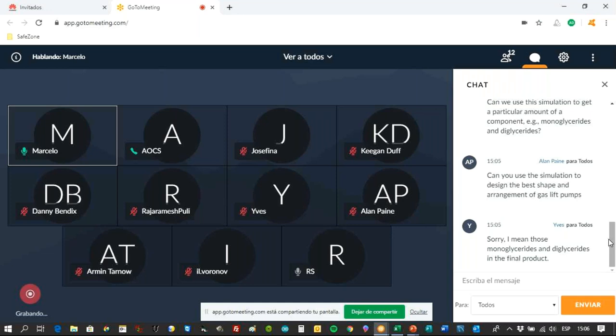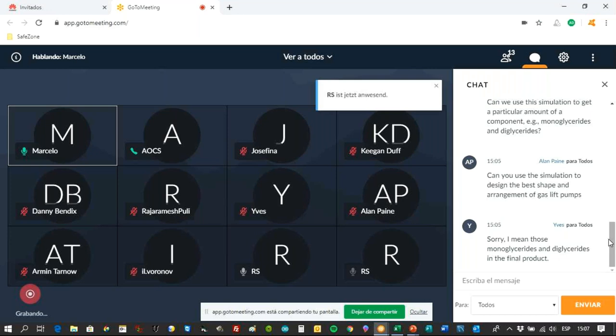On the other hand, this simulation model is considering some diglyceride and triglyceride hydrolysis. So this means that the concentration of diglyceride and monoglyceride in both distillate and deodorized streams will be affected by these side reactions. I hope that answers it. Thanks.